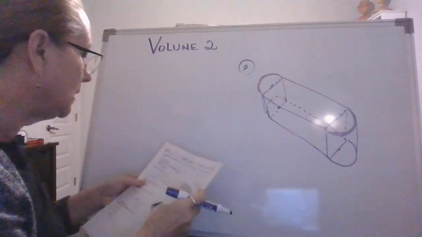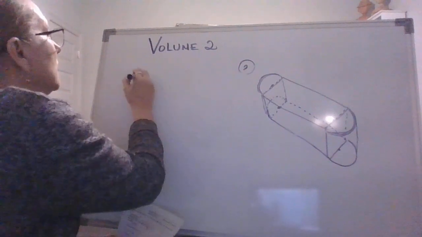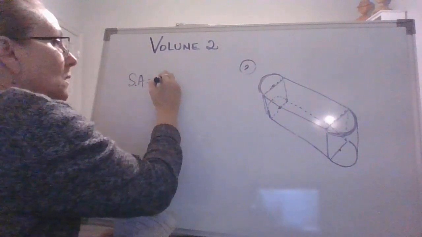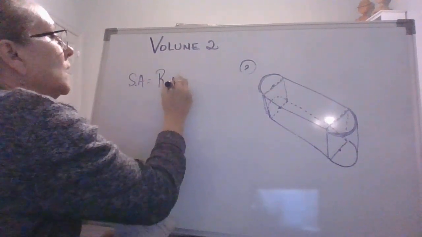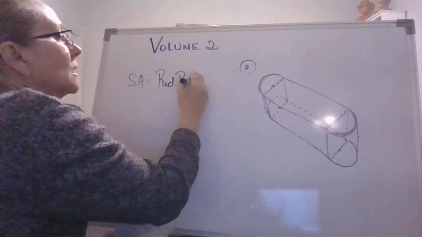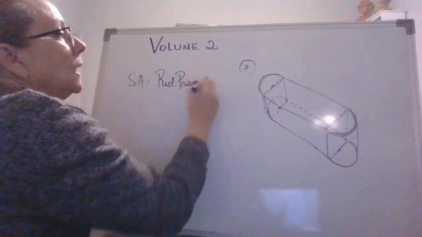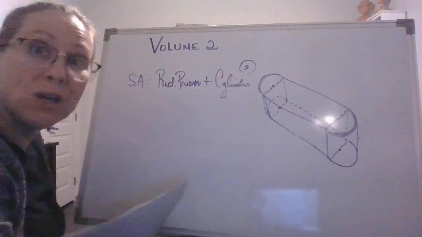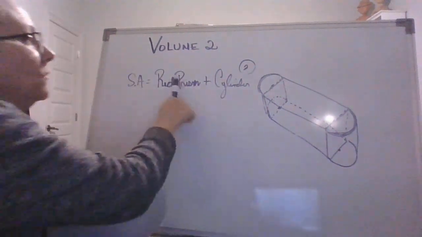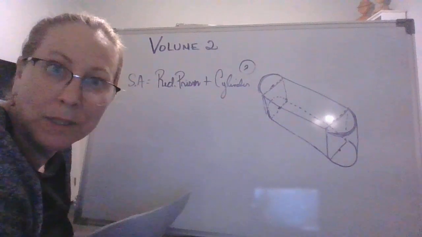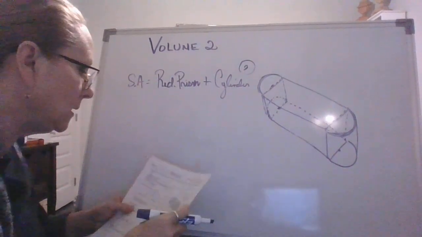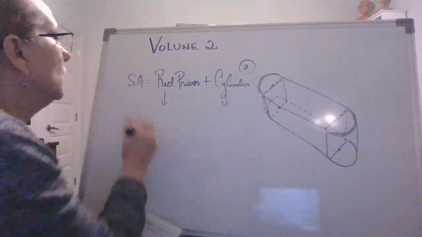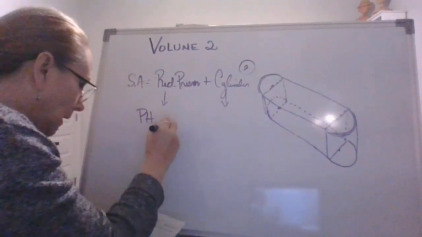So the question is, find the surface area. So we need the surface area, or total surface area of the prism or the rectangular prism in the middle, that's the box, plus the cylinder. But the problem is we don't need all of this rectangular prism. So let's see what we do need. Let's talk about those 2 formulas. If we just put those 2 formulas together, we would have a problem. I'll show you why in just a second.